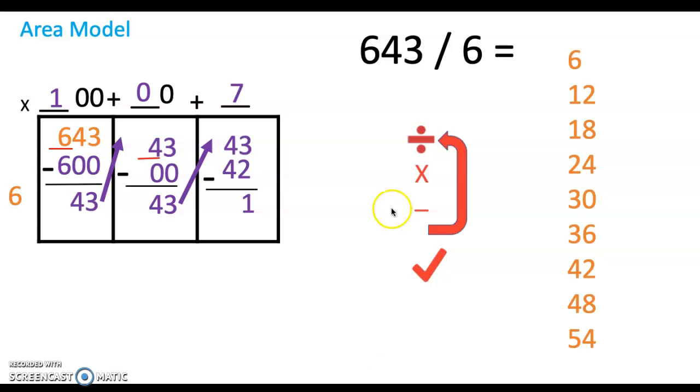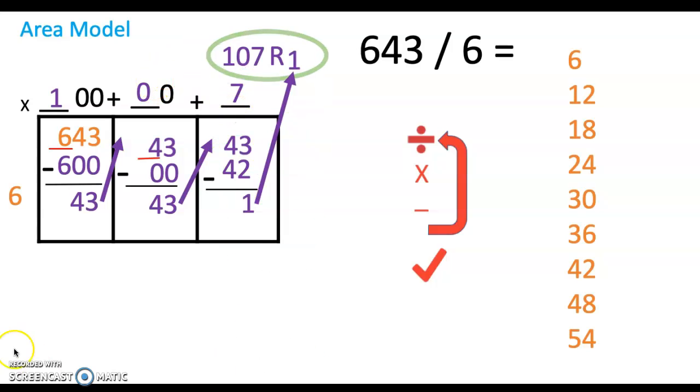Do we have any place values left to repeat with? Nope. So now let's check. Is 1 smaller than 6? Sure is. That means that that is our remainder. Our answer comes from right here. 100 plus 0 plus 7 gives us 107 with a remainder of 1.